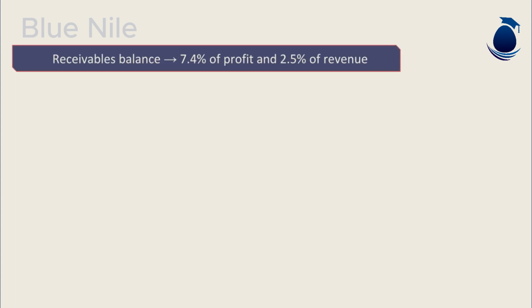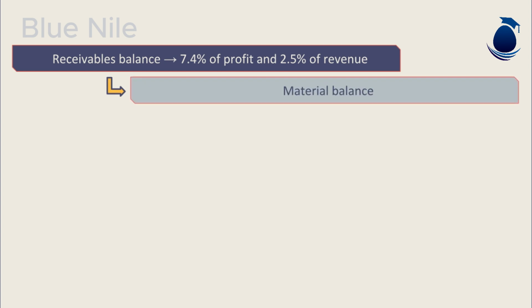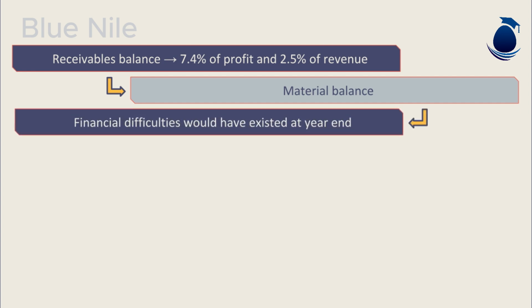The receivables balance in question is $283,000, which is 7.4% of profit. It is also 2.5% of revenue. Comparing this to the recommended guidelines for materiality, the balance is material to the users in both respects. The balance may have been detected as a bad debt after the year end. However, it would not have been recoverable at the year end, as we assume they did not discover they had financial difficulties overnight.